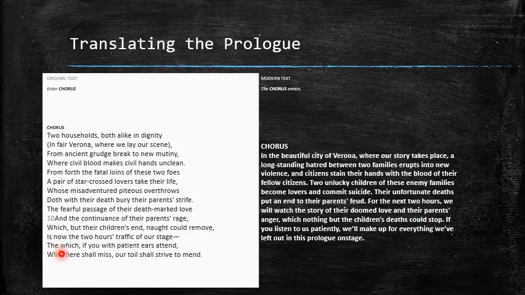To which, if you with patient ears attend, what ye shall miss, our toil shall strive to mend. Patient ears refers to listening carefully, or listening to us patiently. If you listen to us patiently, he promises that we'll make up for everything we've left out in this prologue on stage.